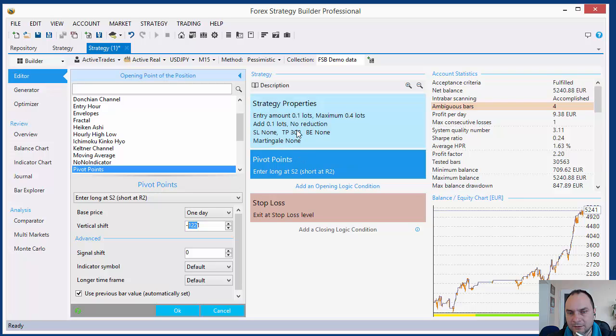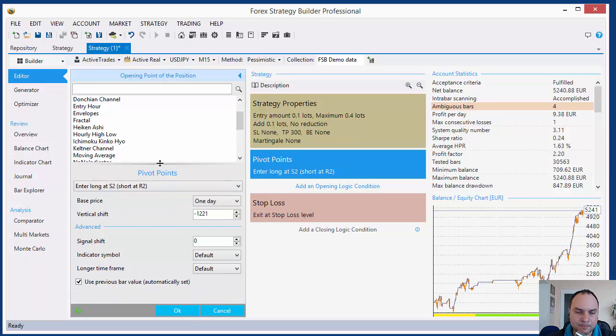and actually this price is below the support line of the previous day. And how can this strategy work? It waits for the price to drop below the support 2 of the previous day, and also 122 pips below that, and opens a long position. And after that it sets a stop loss even lower, 200 points, and sets 300 points take profit.